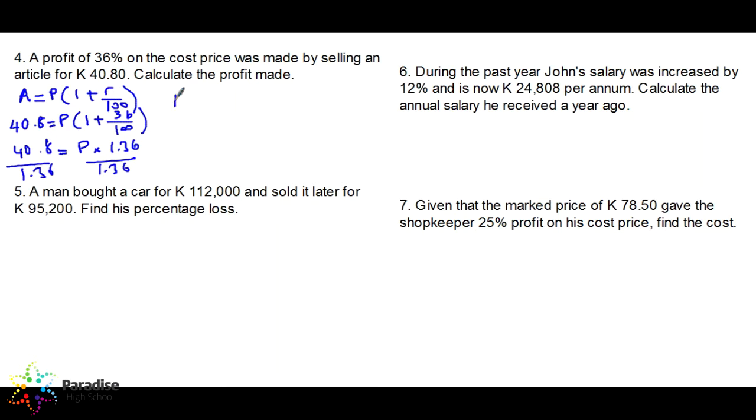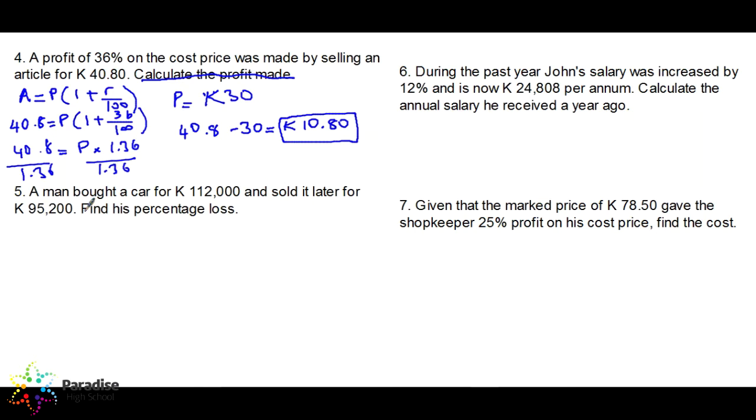Let's calculate what P is. P is the old price. So 40.8 divided by 1.36, the result is 30. So the cost is 30 kina. Then the question is to calculate the profit made. The sale price is 40.8, the cost is 30, so the profit will be 10.8 kina.